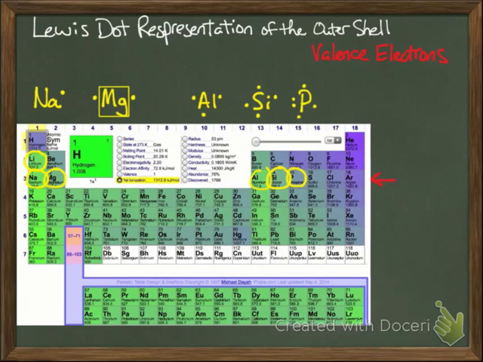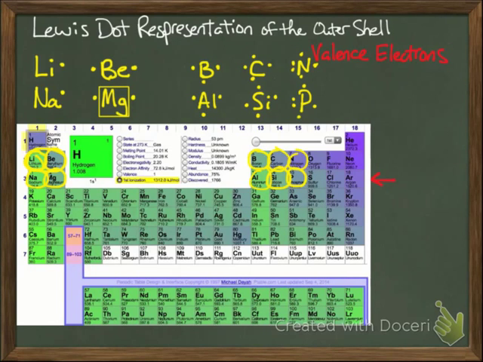If we look further up the periodic table, lithium has 1 electron in its outermost shell, because it's the first atom in that period of the periodic table. And so we can represent that 1 valence electron with a single dot. Moving across, beryllium has 2 in its valence shell. Boron 3, carbon 4, nitrogen 5. And what you should notice here is that you should start to see a pattern.